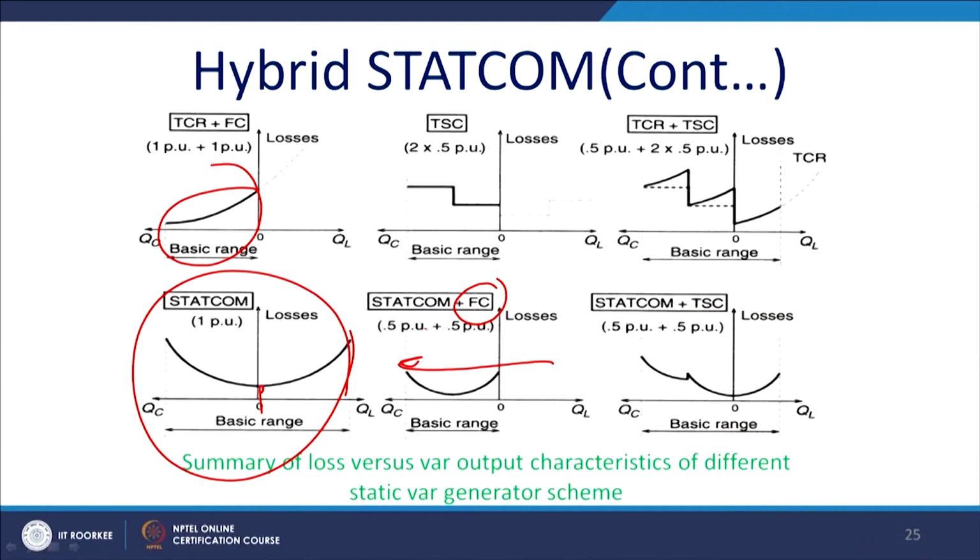And if you add FC, the fixed capacitor, this curve will be shifting in this direction, and it is operating only for compensating the capacitive power. And if you put Statcom and TCSC, this part is for the Statcom, thereafter TCSC comes. So, this will add up these characteristics. So, thus this explains the overall characteristics with the hybrid Statcom.